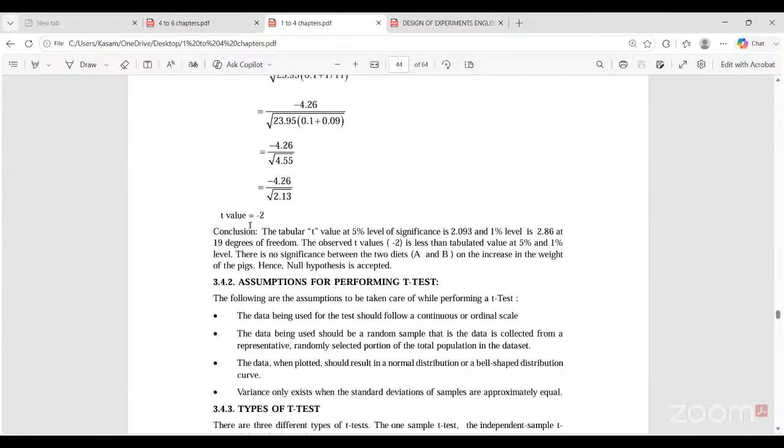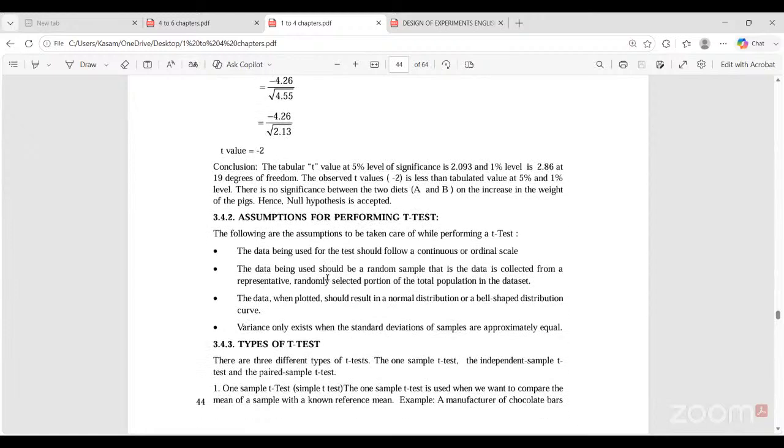It is a continuation. T value is equal, minus 2. This is the procedure. That value is wrong. Okay, don't worry, you have to take this procedure. Have you understood? Yes, sir. Okay. Next, assumptions of the t-test.